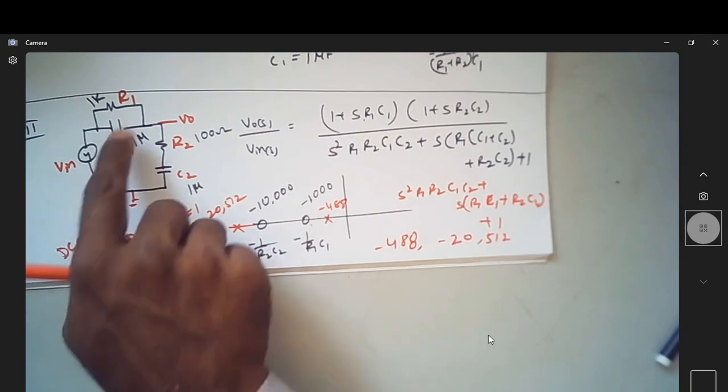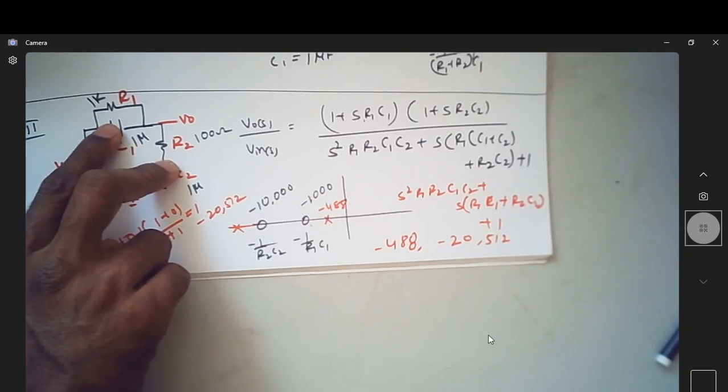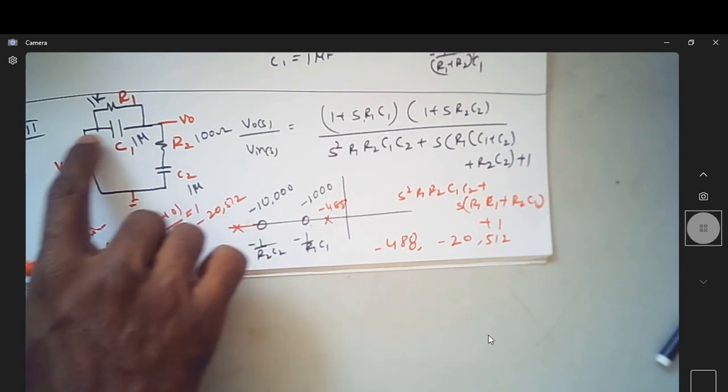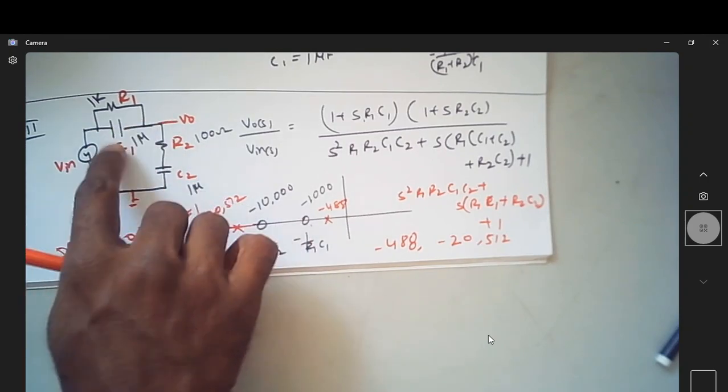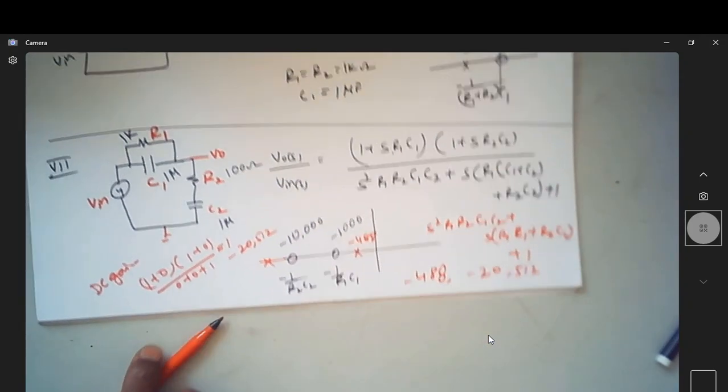DC gain is 1. That means this is open circuit, this is also open circuit. When these two are open circuit, you have a resistor only, no current is flowing. So whatever is the input, same is the output. So DC gain 1 means output follows the input.